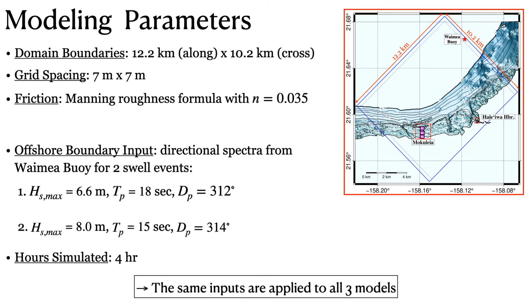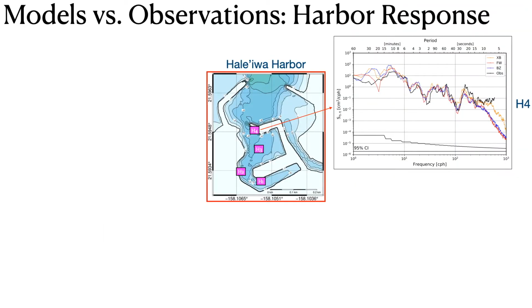In the next couple of slides, we will look at the key results from this study. Here we have a power spectral density plot at observational site number 4 inside the harbor. In the vertical axis, we have the power spectral density expressed in units of centimeters squared per cycle per hour. The horizontal axis is frequency in units of cycle per hour at the bottom, and periods in units of seconds and minutes at the top. The vertical distance between the two black lines at the bottom is the 95% confidence interval for independent spectral estimates.